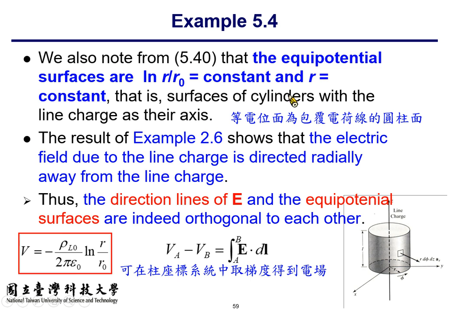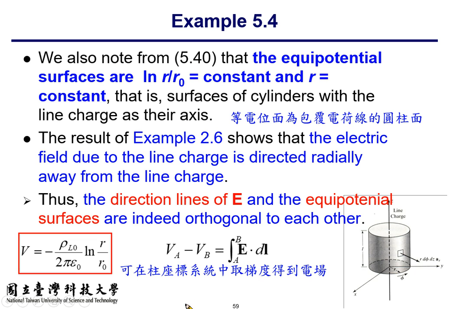Alright, so we also know the equipotential surface. What does the equipotential surface look like if you have an infinitely long line charge? As you can see, it's only a function of r, so the equipotential surfaces should look like cylinders like this. So you have larger cylinders and smaller cylinders. The cylinders that are close to the z-axis have larger electric potential.